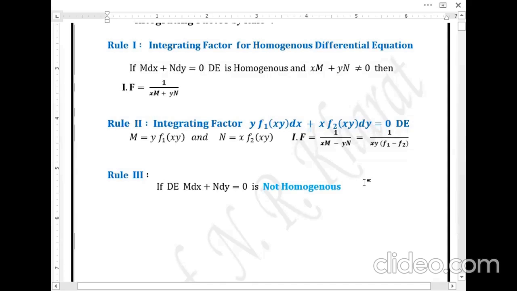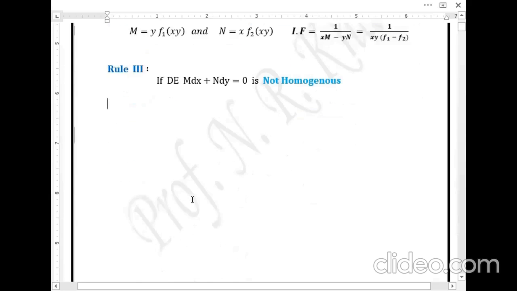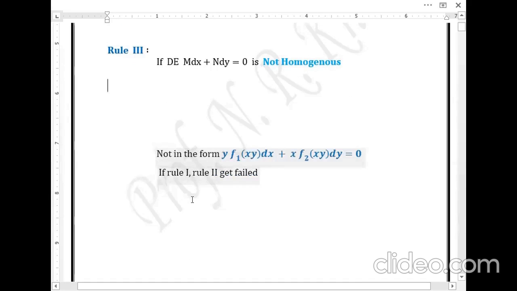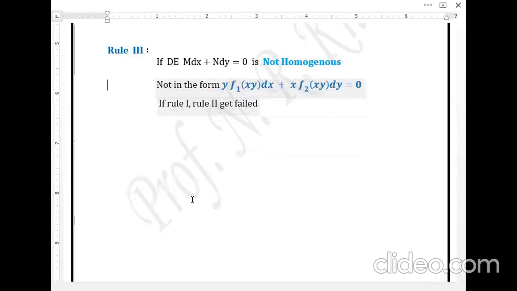If these two particular rules are not applicable to convert the differential equation into exactness, means if your differential equation M dx plus N dy is not homogeneous, and again this differential equation is not fitted in rule number 2 also, it means rule number 1 and rule number 2 both failed to make the conversion of your differential equation into exactness.